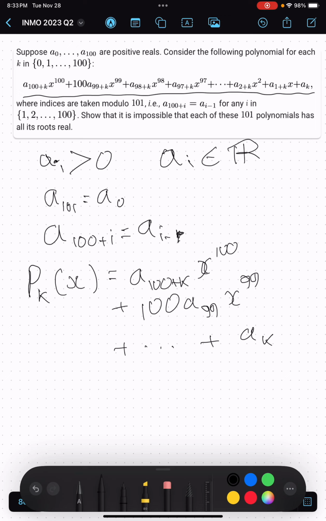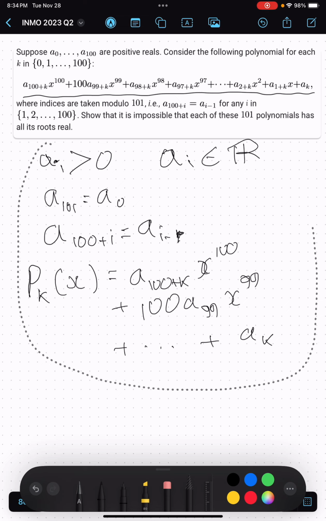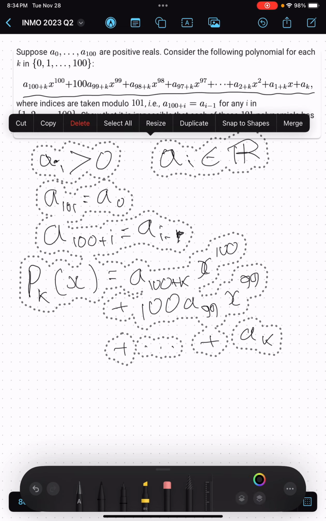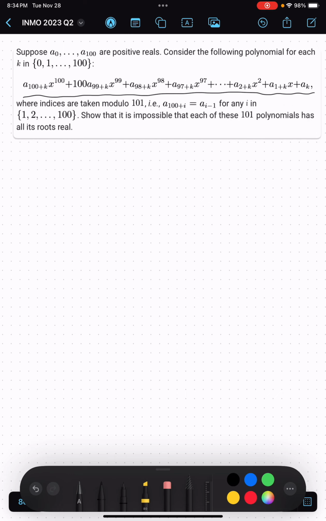Now we have to prove that it is impossible that each of these 101 polynomials has all its roots real. Each polynomial has 100 roots, so we can't have all of the roots real for all the polynomials. So let's start figuring a few things out.